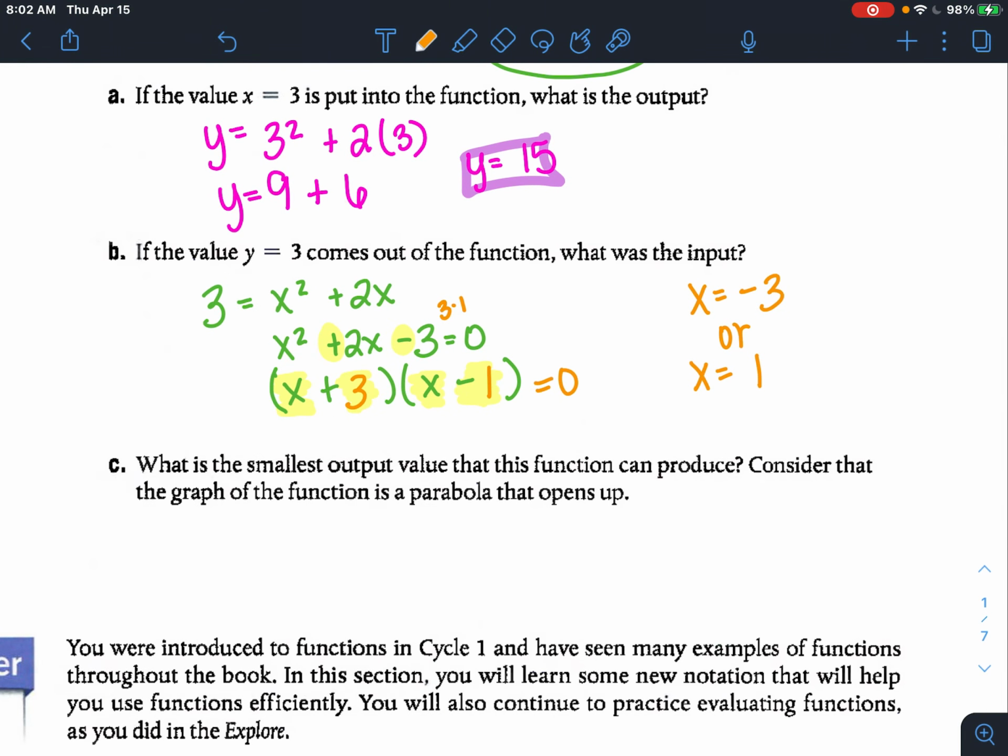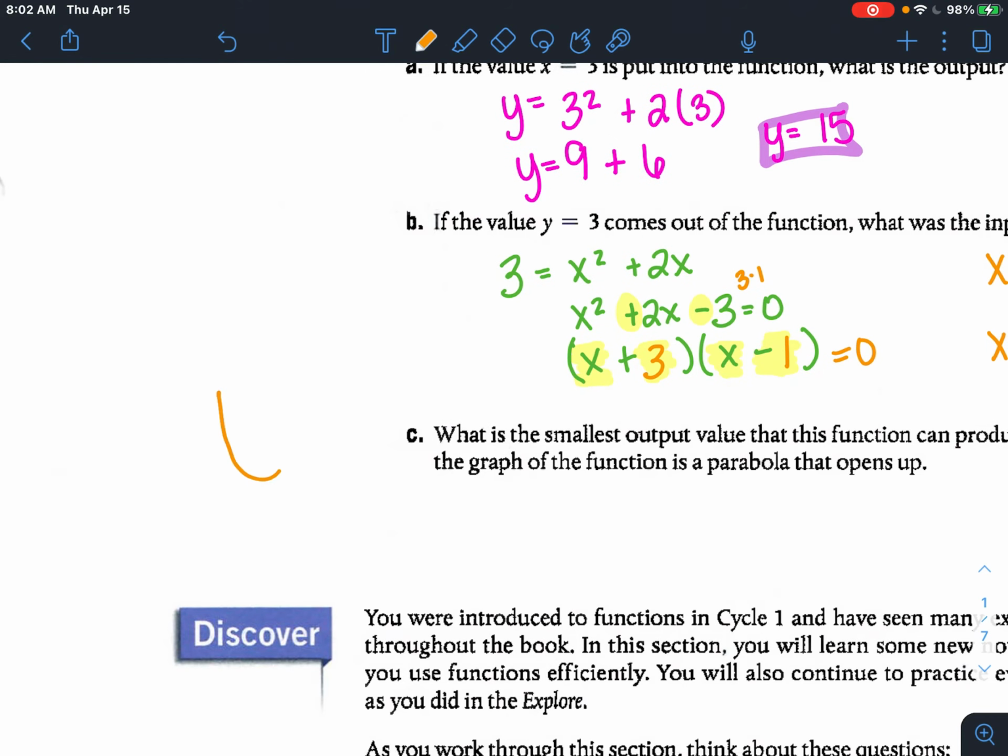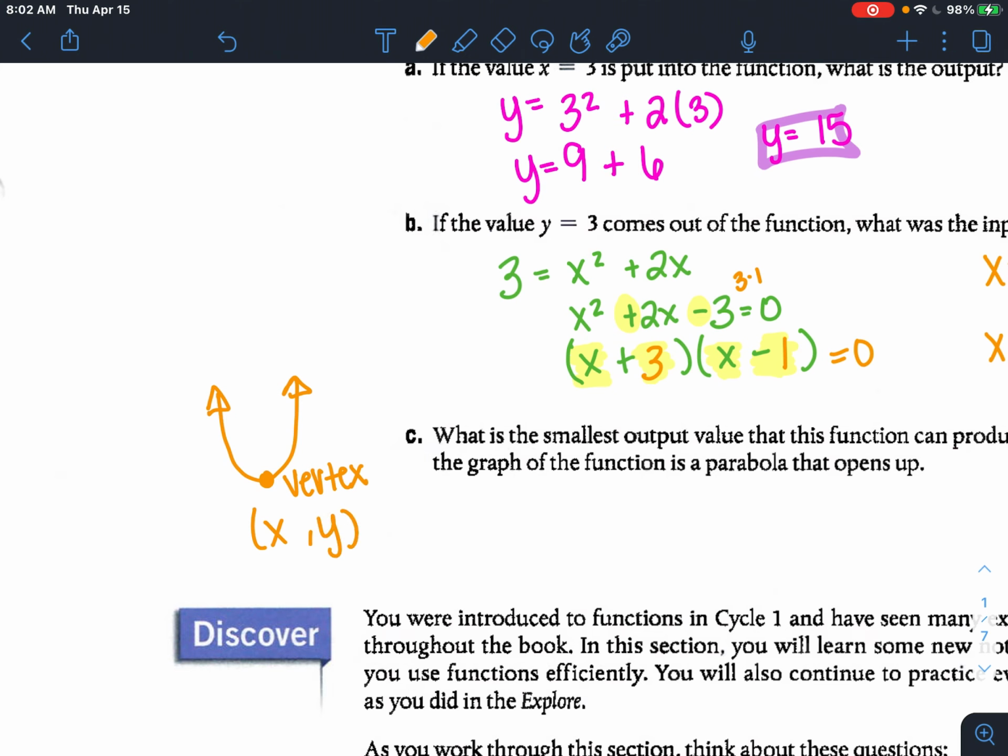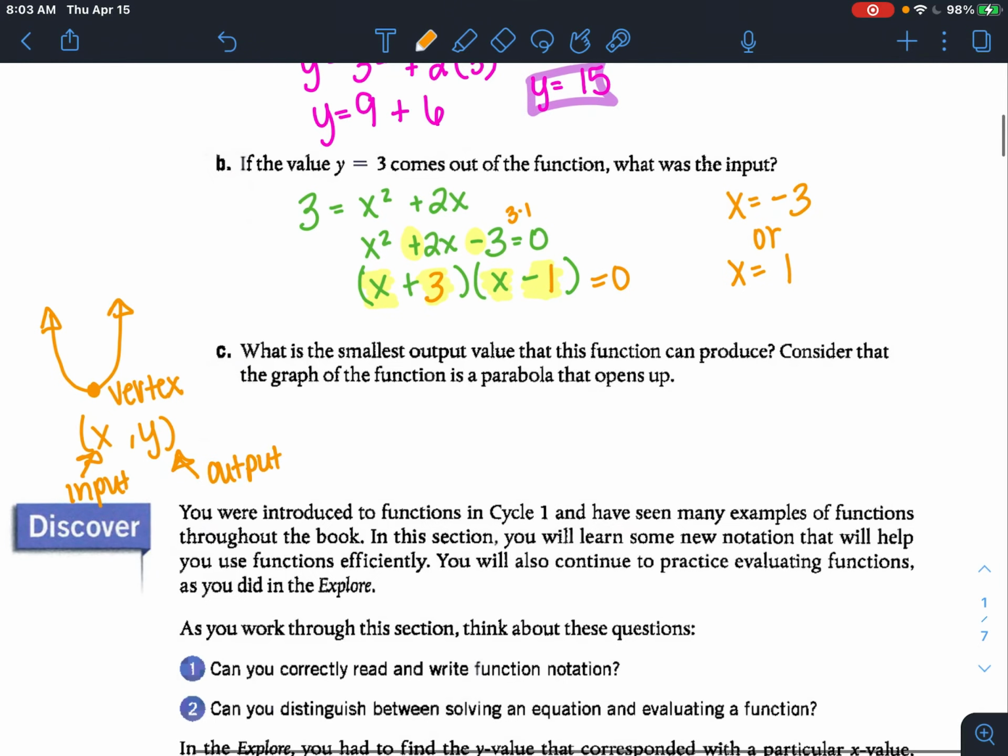Now, what is the smallest output value that this function can produce? Consider the graph of the function as a parabola that opens up. Okay, so the parabola looks like this. We have our vertex, and this is the smallest or lowest point that we have. The coordinate is x comma y, the x being our input and the y being our output. So what is the smallest value that we can have here?